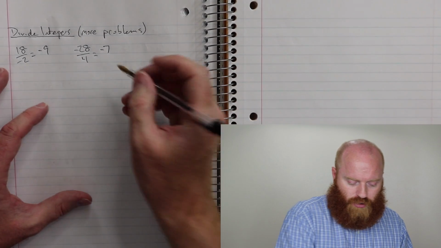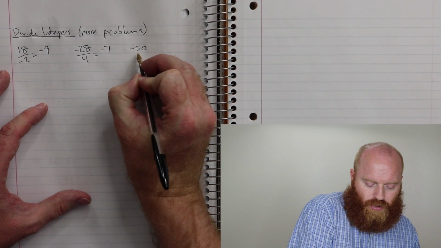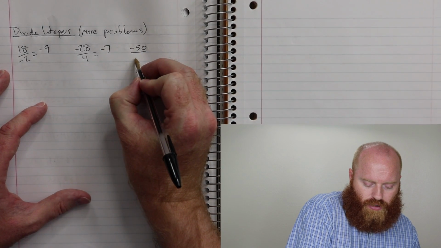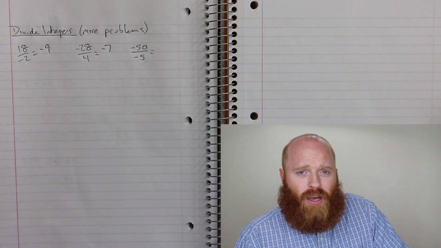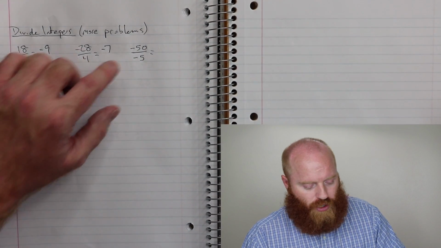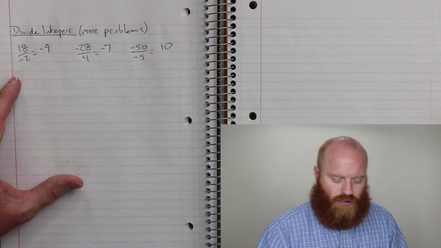All right, let's keep rolling. Let's say negative 50 divided by negative 5. I hope you already know 50 divided by 5 is 10.